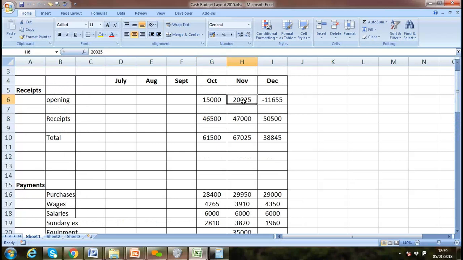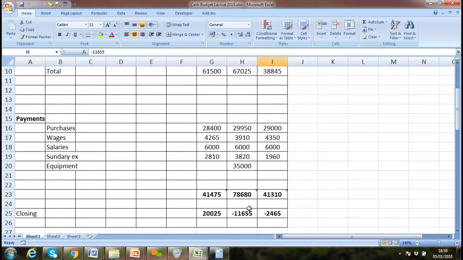Then the receipts, and then we'll do the total, and then we'll take out the payments. We'll carry on doing, and in the month of December our opening balance is overdrawn by 11,650, because that month we have less cash. So we need to arrange this money from the bank to fund our running expenses.